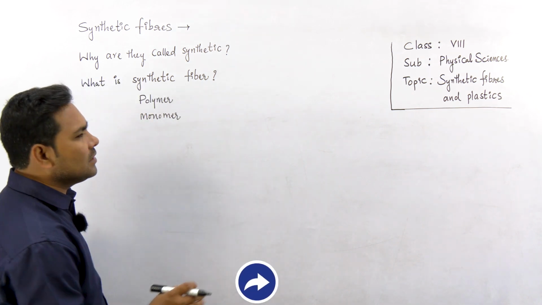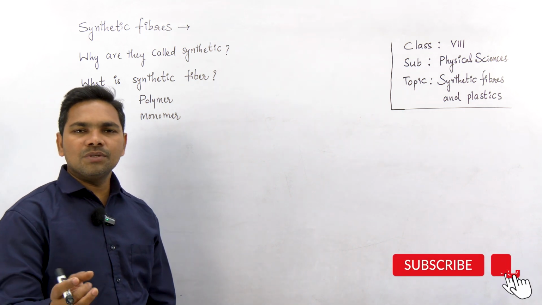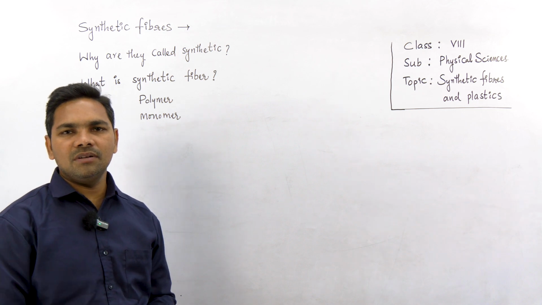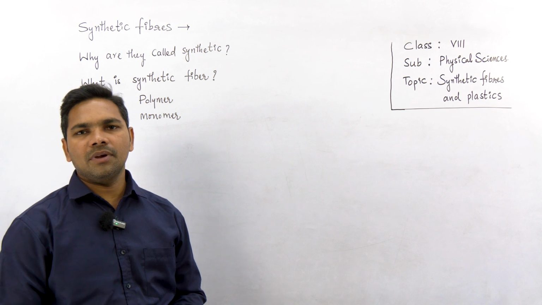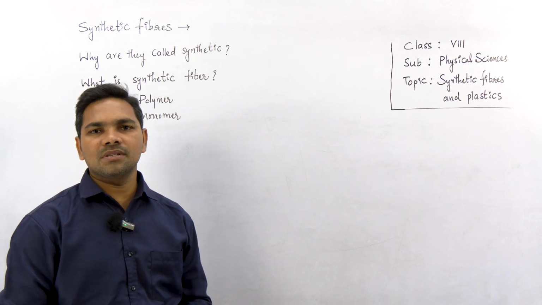What are the articles that we use from natural sources? We use natural sources like furniture. If you see, it's made of wood. Wood is a natural source. We use some utensils, right, which are made from metals. Metals are natural sources.